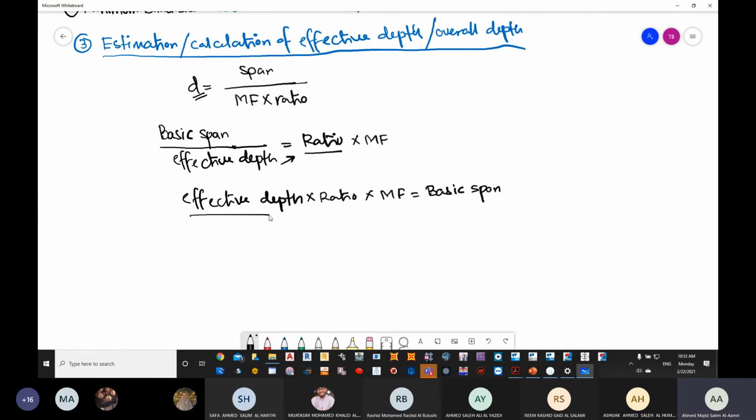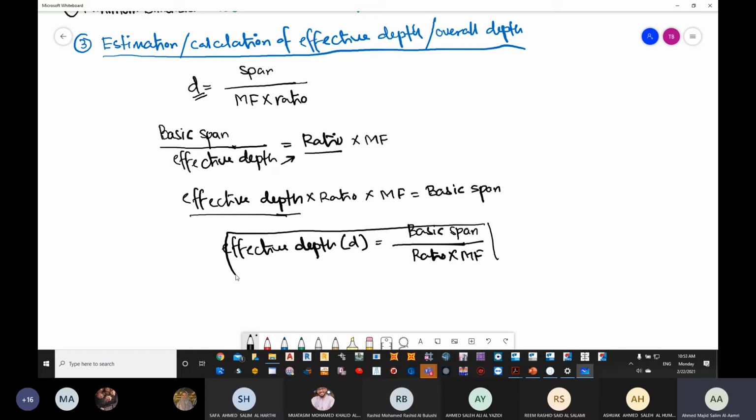Now, if we rearrange it for effective depth only, the effective depth, which is known as d small as well, is going to be equal to basic span divided by ratio into modification factor. This is the equation which we have come across here. This equation is available in your BS code, but you should know from where you get it.